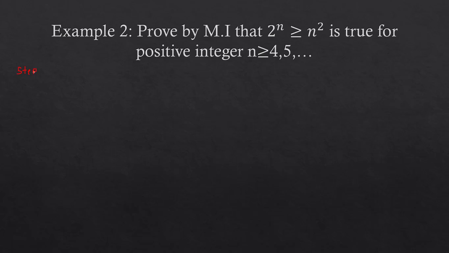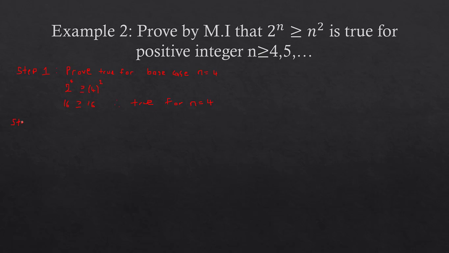So for step 1, we need to prove our base case, which is n equal 4. So prove true for our base case n equals 4. So we have 2 raised to the 4th power is greater than or equal to 4 raised to the 2. And that is just 16 is greater than or equal to 16, which implies that for our base case n equal 4, it is true.